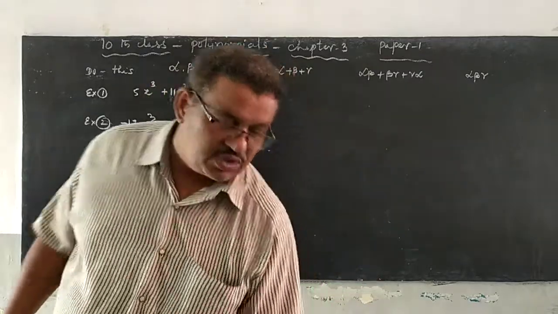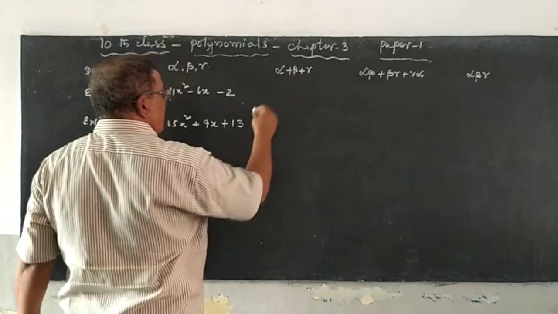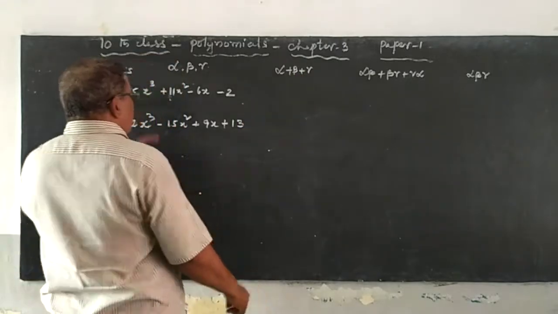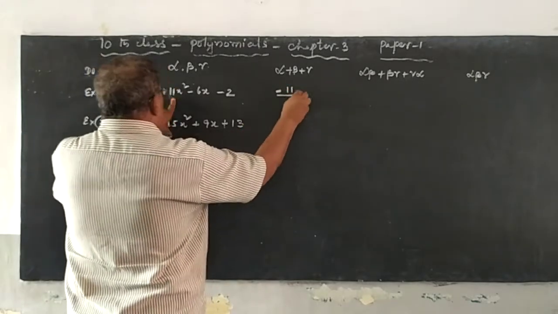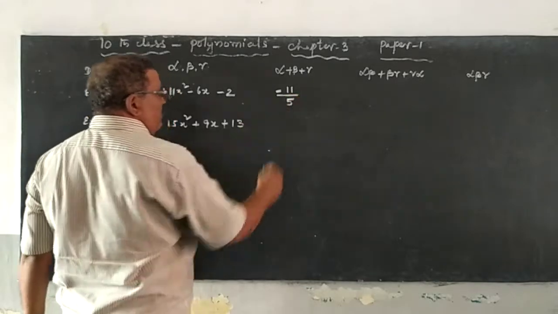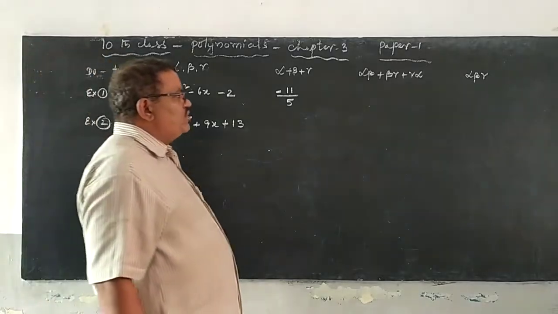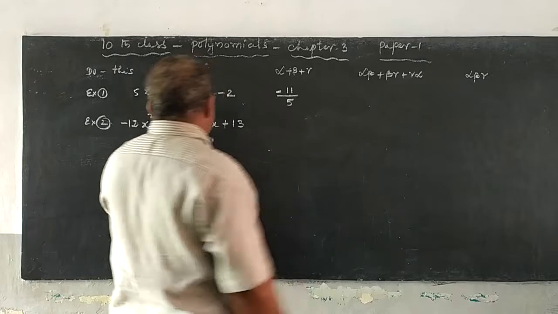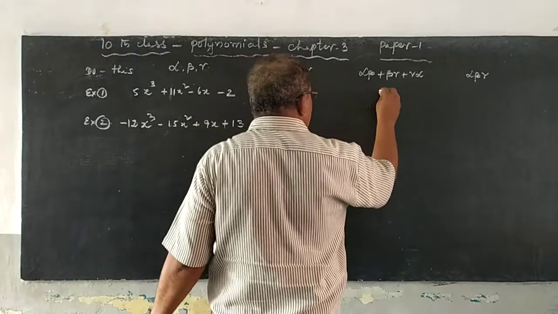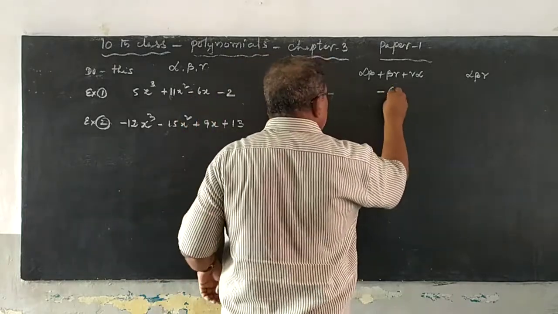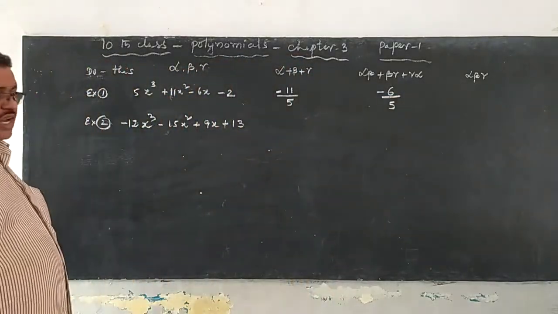Okay children, let us go through the problem. Here alpha, beta, gamma are the zeros. Alpha plus beta plus gamma, formula already we discussed, is minus b by a, minus coefficient of x square by coefficient of x cube, that is minus 11 by 5. And second one, sum of product of zeros taken two at a time, formula c by a. C means coefficient of x by coefficient of x cube, c value here is minus 6, so minus 6 by 5.